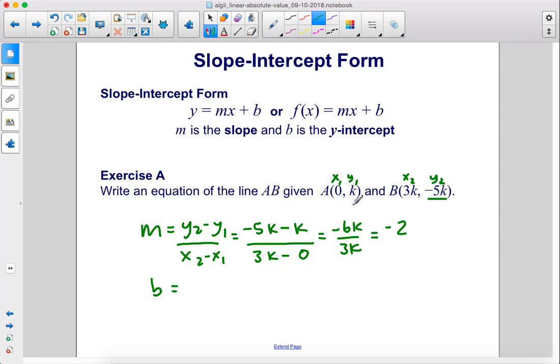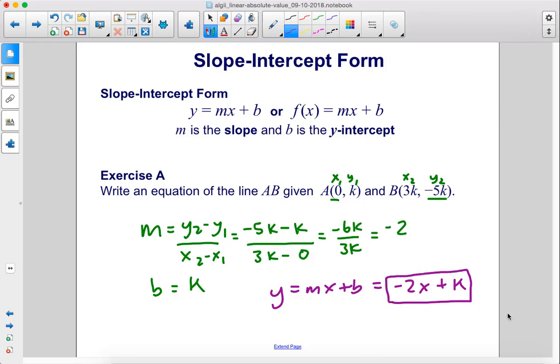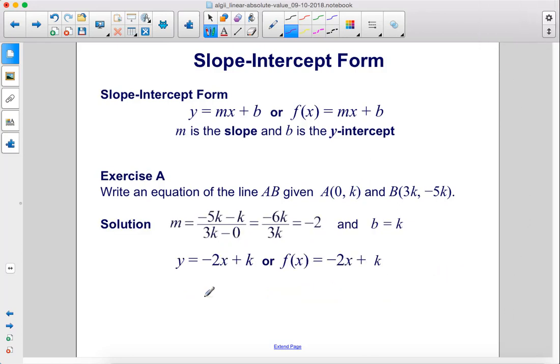Now, what is the y-intercept b? Well, the y-intercept is wherever x is 0. And we're actually given that point right here. When x is 0, y is k. So the y-intercept b is going to be k. That gives us a line in slope-intercept form, y equals mx plus b, which will equal -2x plus k. We can write our answer as y equals -2x plus k, or f of x equals -2x plus k.